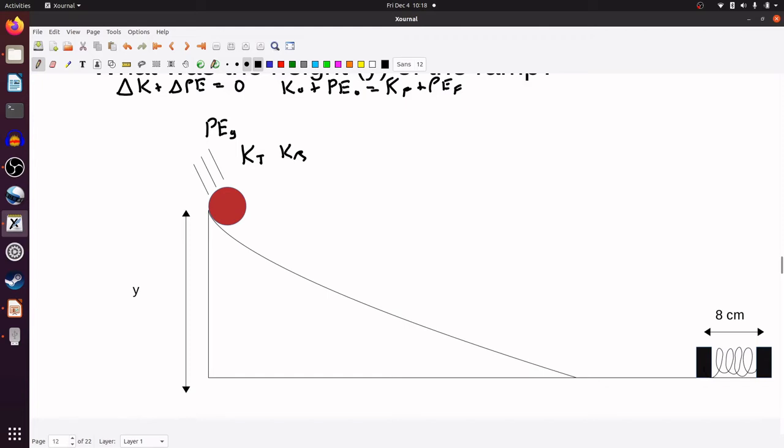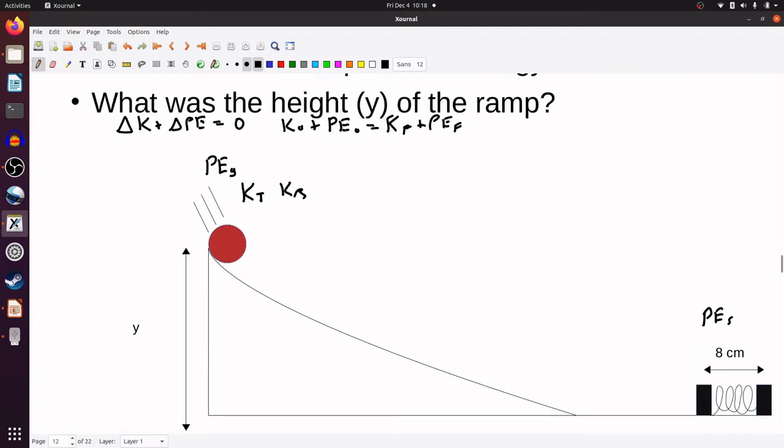At the bottom, it's only going to have spring potential energy because it will stop, so the kinetic is gone, and it can't go down anymore, so gravitational potential energy is done. So that means I can now solve the problem.